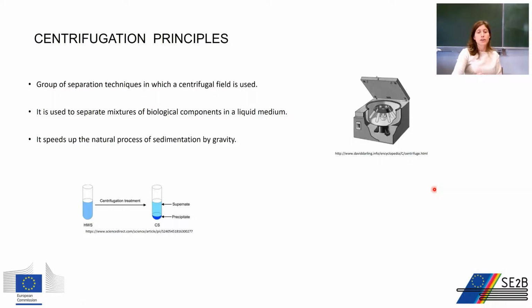Let's start with centrifugation. Centrifugation is a group of separation techniques in which a centrifugal field is used. It's used to separate mixtures of biological components in a liquid medium. For example, if we want to separate the solids in a liquid solution, we can centrifuge them, and in the end we will obtain the precipitate with the solids and on top the liquid supernatant. Therefore, centrifugation speeds up the natural process of sedimentation by gravity.